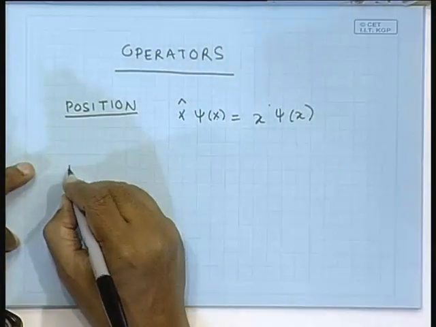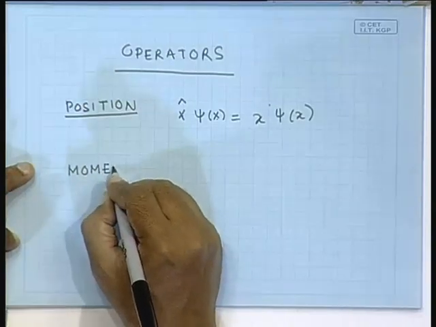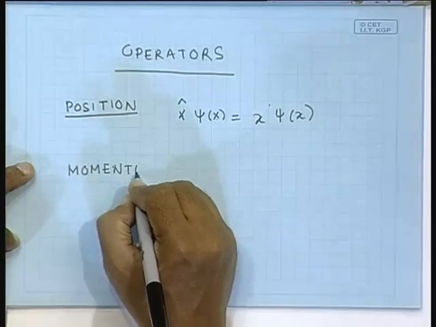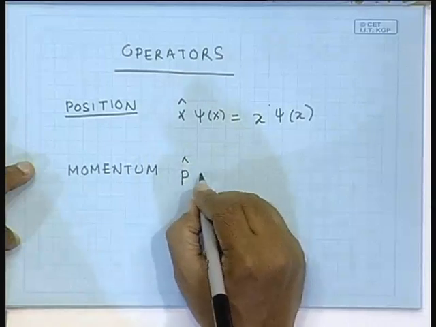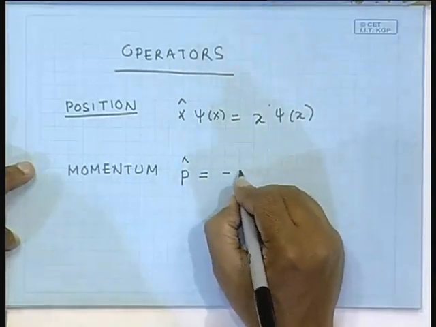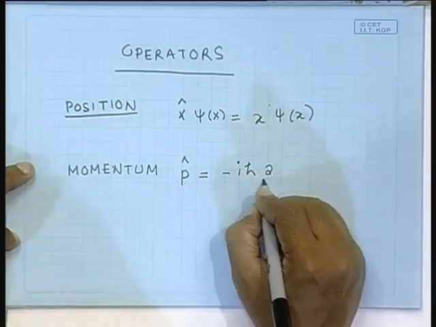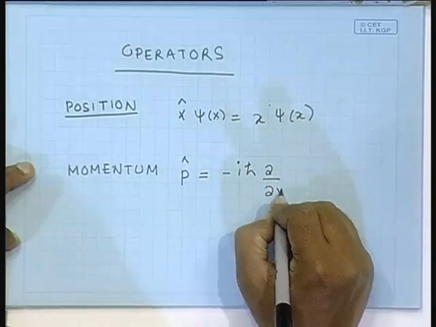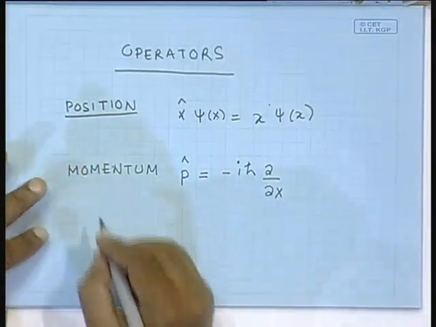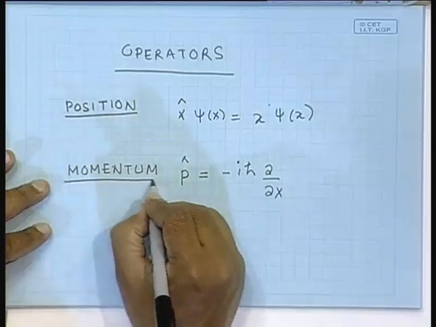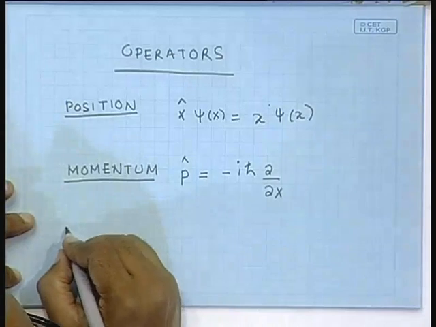Corresponding to momentum, we have the momentum operator p, which is minus i h cross del by del x. So, this is the momentum operator, and the other observable quantity which you can measure for a particle free to move in one dimension is the energy.